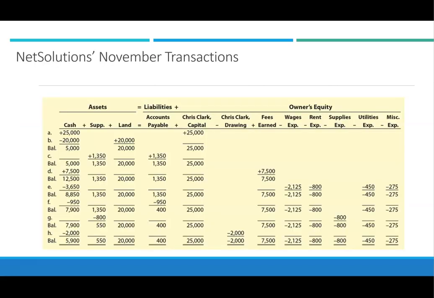Know that, I think this was last week, we were going through some transactions of Net Solutions, and we learned of 3 asset accounts: cash, supplies, and land. Then we talked about liabilities, and those are claims that other people have on the resources. We owe people money. There was an accounts payable, so we possibly received some supplies, but we didn't pay for them right away, so we owed that money.